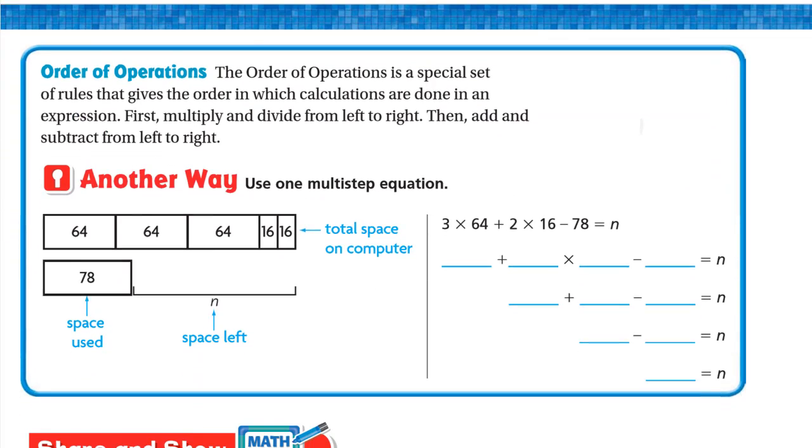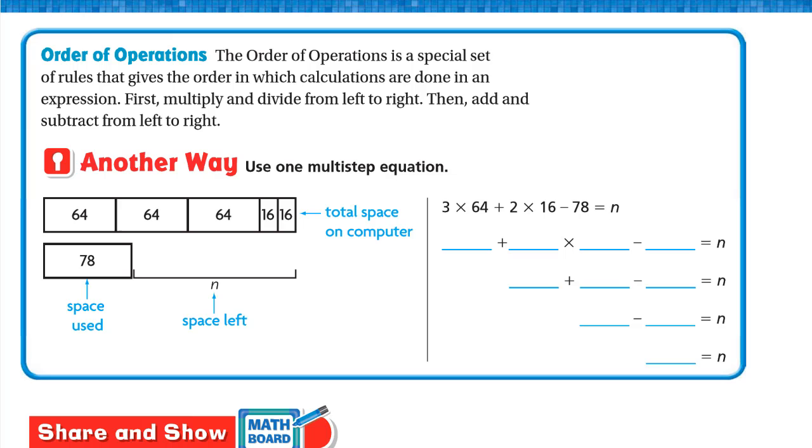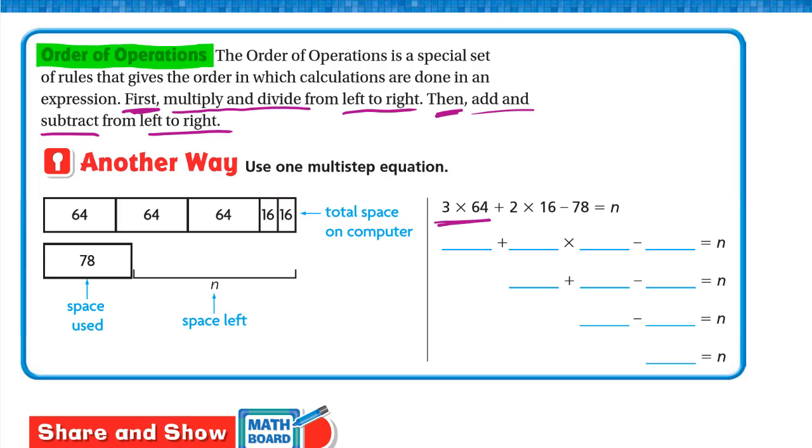We are still on the same problem. So we have something here called order of operations. The order of operations is a special set of rules that gives the order in which calculations are done in an expression. So first, we have to multiply and divide from left to right. Then we can add and subtract also from left to right. Okay, so let's look here to see what the order of operations means. This is 3 times 64. We're still in the same problem.